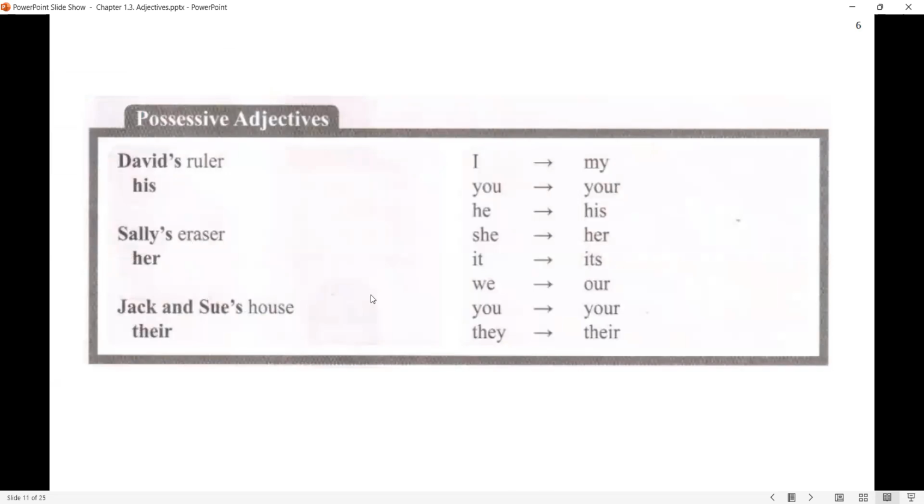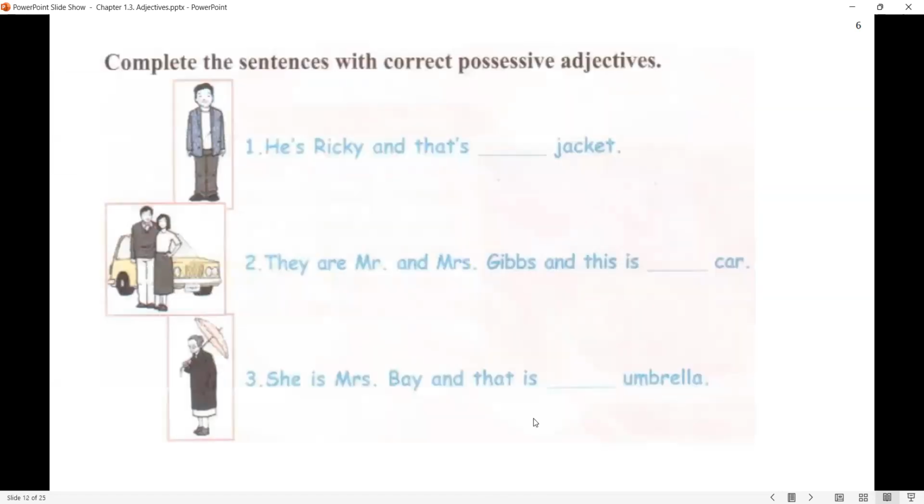Now these are possessive adjectives. David's ruler, his ruler. Sally's eraser, her eraser. Jack and Sue's house, their house. I, my. You, your. He, his. She, her. It, its. Without apostrophe. We, our, you, your, they, their. Complete these sentences with the correct possessive adjective, then check your answers with me.